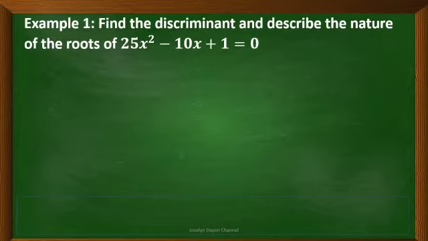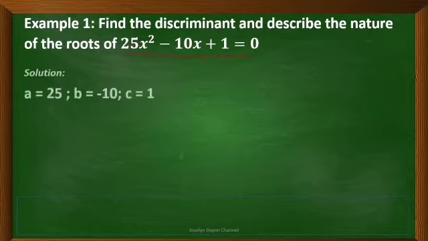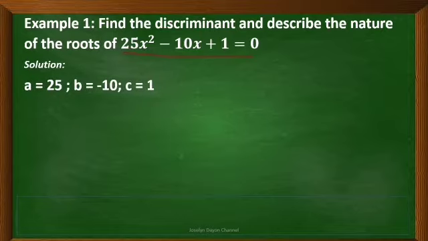Now let us consider the first example. Find the discriminant and describe the nature of the roots of 25x squared minus 10x plus 1 equals 0. Since the equation is already in the standard form, we can easily determine the values of a, b, and c. A is 25, coming from the coefficient of the quadratic term. B is negative 10, coming from the coefficient of the linear term.